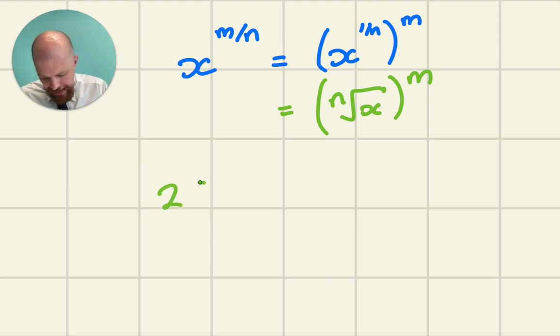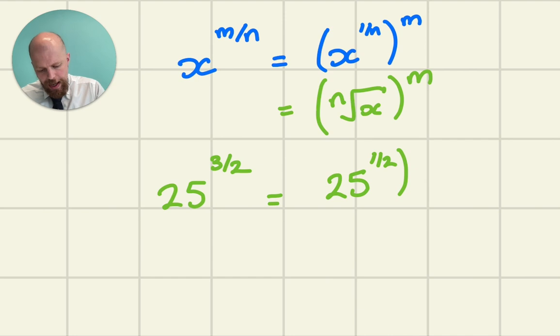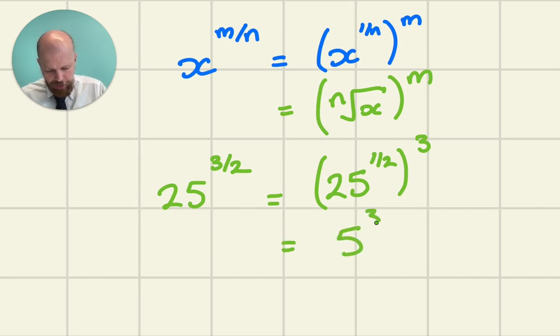Let's do 25 to the power 3 over 2. In this case, we'll do 25 to the power 1/2 and then we'll cube it. 25 to the power 1/2 is the square root of 25. So that is just 5 cubed, which is 125.